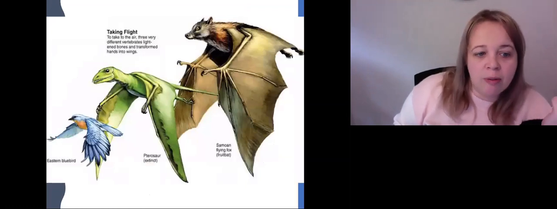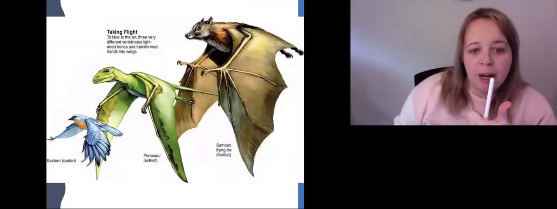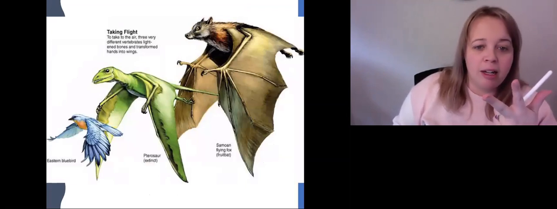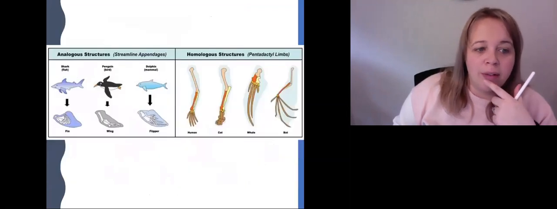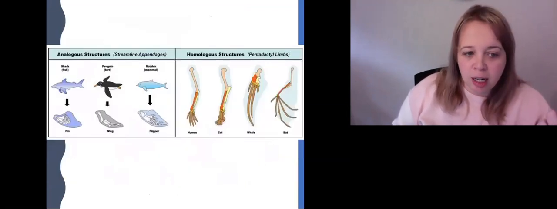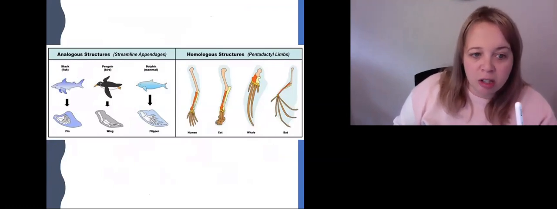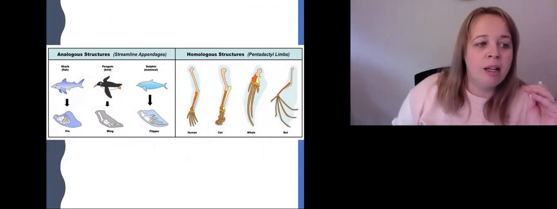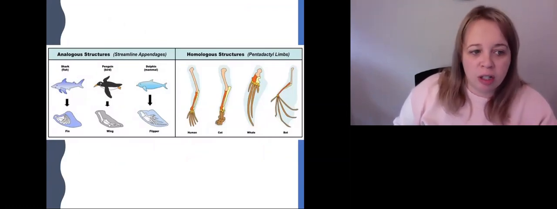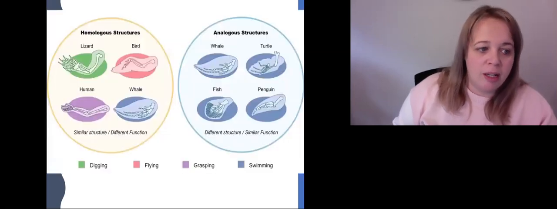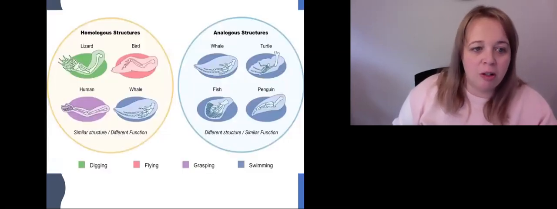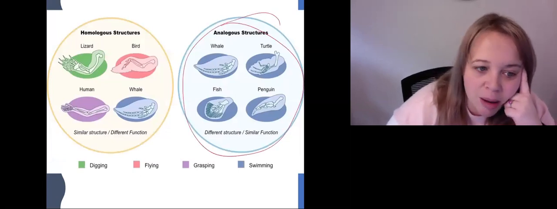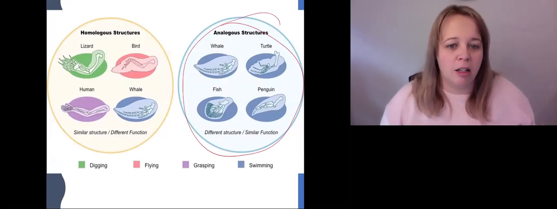So you've got another example of analogous here. You've got the fact that you've got a fruit bat, which is a mammal, a pterosaur, which is a dinosaur, possibly a reptile, and then eastern bluebird, which is a bird, and they all have the ability to fly. Here's another picture just outlining the difference between a homologous structure, similar bones or similar underlying structure, different function, and analogous structure, different structures underneath, similar function. Here's another one showing you really interestingly, I love looking at how different all of these different swimming appendages look like when you look in the middle, in underneath.